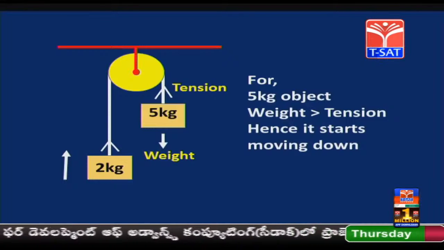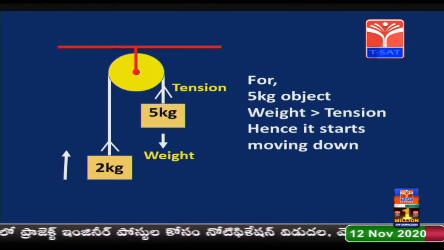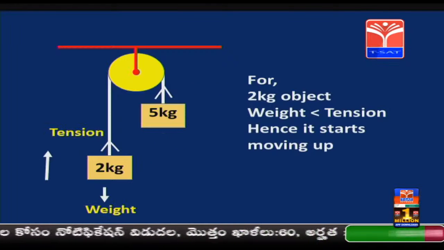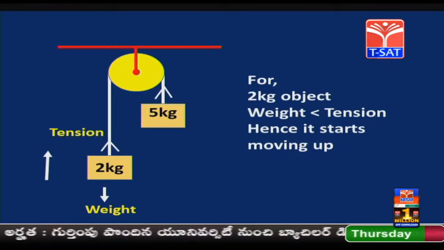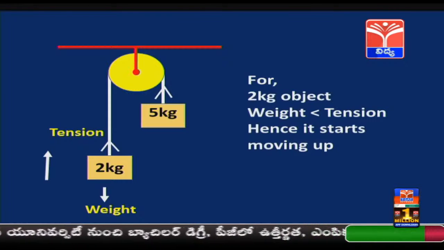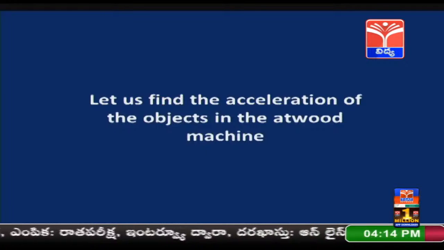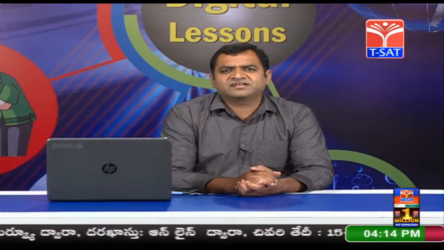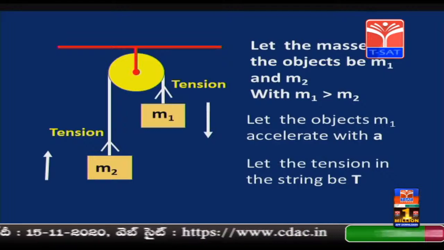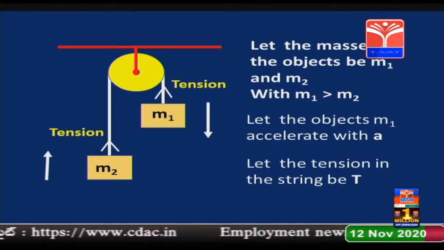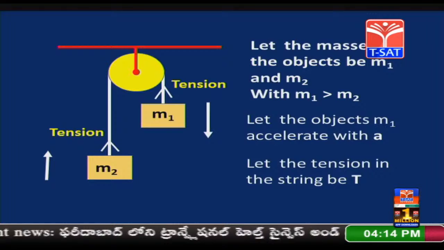For the 5 kg object, the weight is more than the tension in the rope, hence it accelerates downwards. For the 2 kg object, the weight is less than the tension in the rope, hence it starts moving upwards. Both the objects accelerate. Let us find the acceleration of the objects. Let us find a general formula for the acceleration. Let the masses of the objects be m1 and m2, m1 being heavier than m2. Let the objects accelerate with a constant acceleration a.